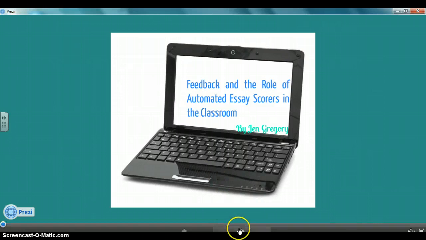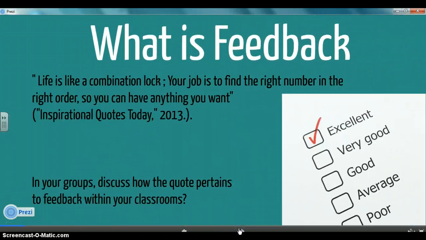in the classroom. Before I begin, I would like everyone to take a look at the quote by Brian Tracy. Life is like a combination lock. Your job is to find the right number in the right order so you can have anything you want. In your groups, discuss how this quote pertains to feedback within your classrooms.